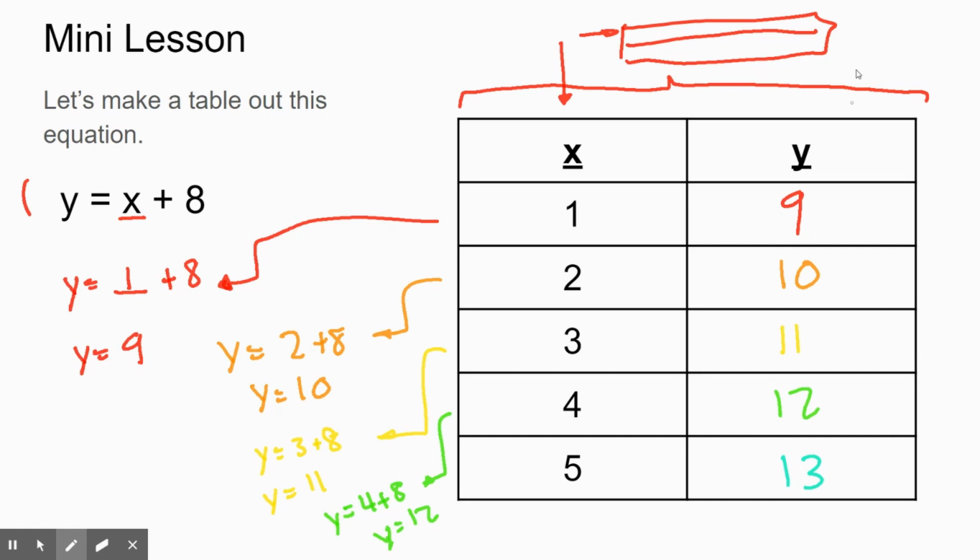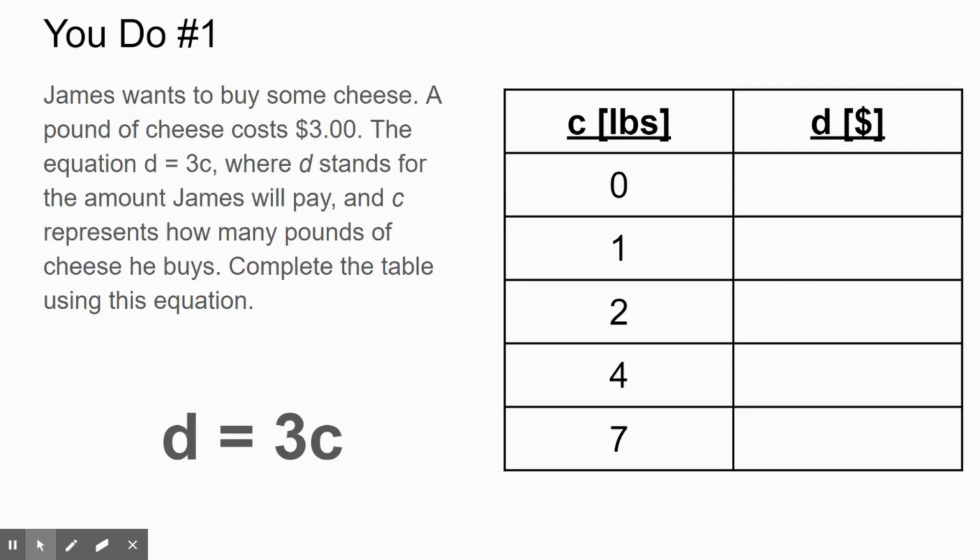When you have an equation, you just need to substitute in the values for your independent variable and see what you get. In this case, we got 9, 10, 11, 12, and 13 for x's 1, 2, 3, 4, and 5. Sometimes that pattern is not going to be there. Sometimes the x values are going to be in different orders. Usually you get to choose. Sometimes the problem gives you values that you have to pick. It just depends on the problem. So take a moment to pause and write this down if you need to, and then we're going to start our first you-do problem.